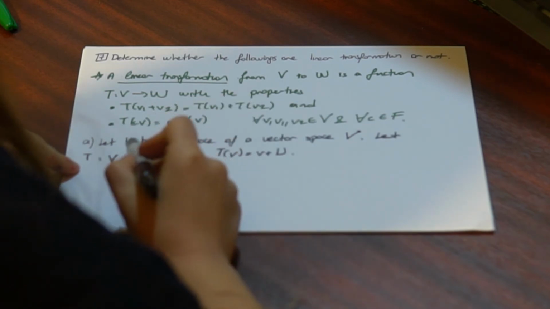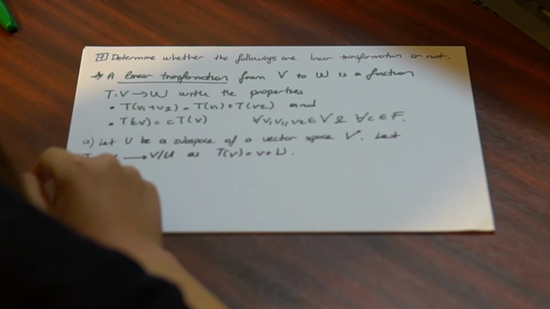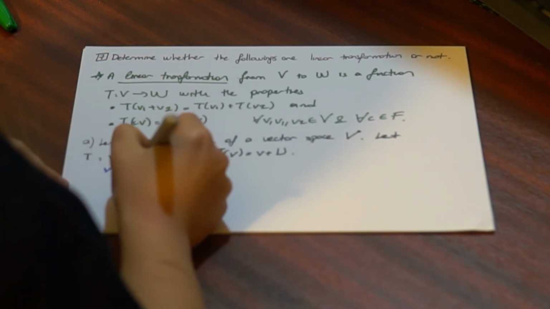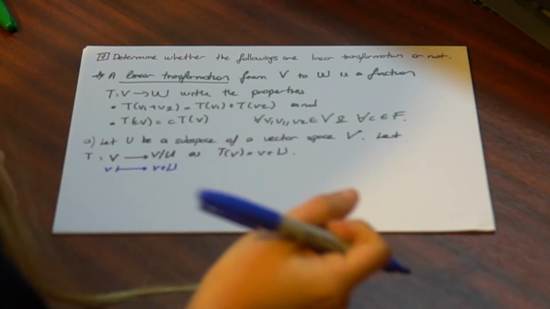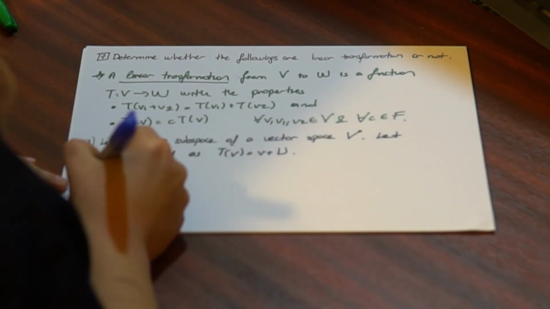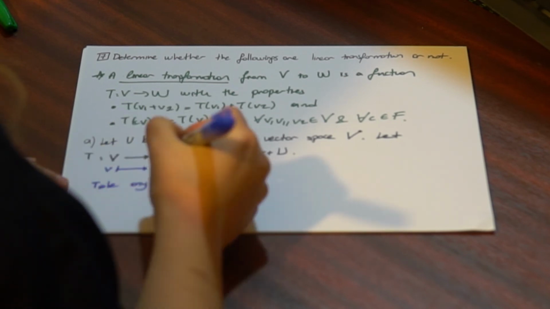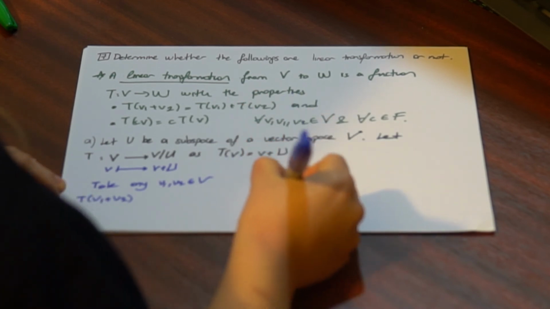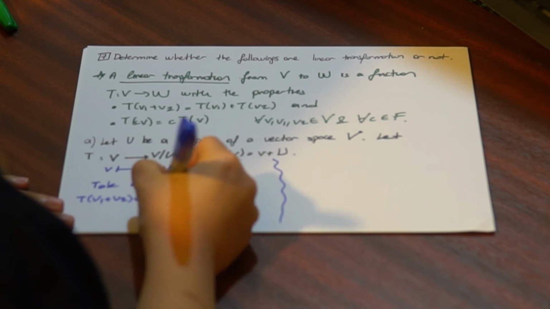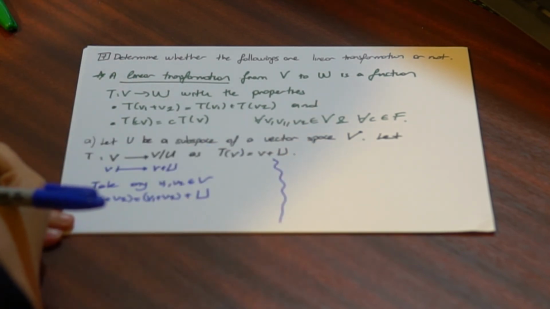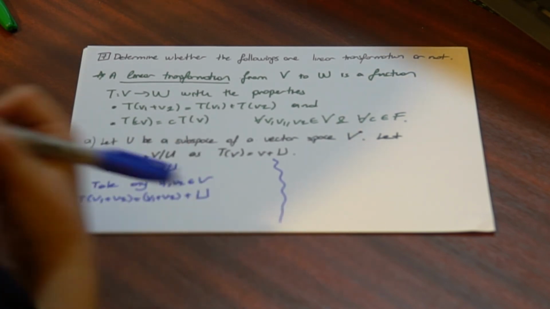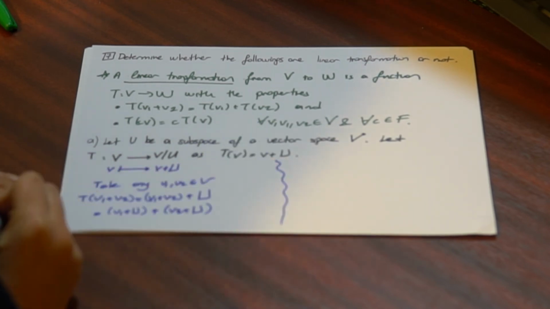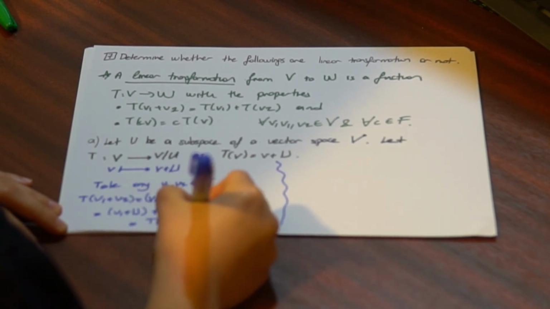Okay. Part A: let U be a subspace of vector space V, and let T be the map from V to V quotient U sending every v in V to v plus U. Now we need to show whether this is a linear transformation or not. Take any V1, V2 in V and let's look at T of V1 plus V2. This is equal to V1 plus V2 plus U. And by the definition of addition in the quotient space, this is equal to V1 plus U plus V2 plus U. So this is equal to T V1 plus T V2.